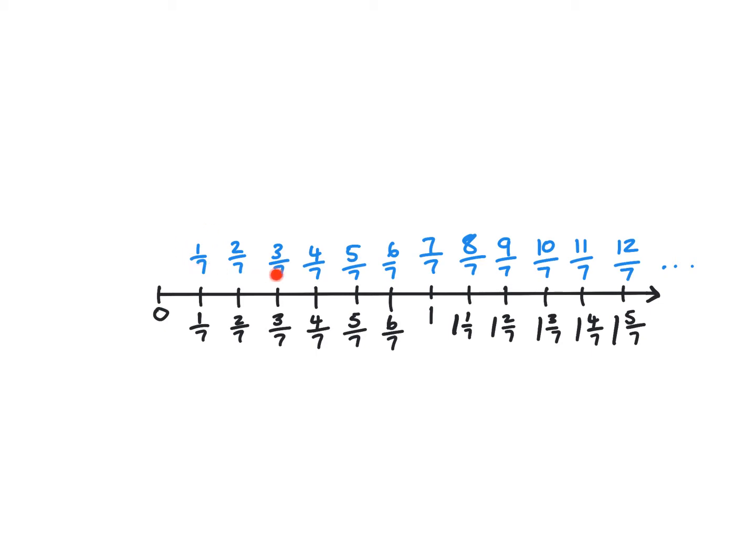Alright, well, you should have done what I've pretty much got over here. So the first lot all the way to 6/7 we've got. 1 can be represented as 7/7, and 1 and 1/7 obviously is 8/7, 9/7, 10/7, 11/7, 12/7, and so it goes on.